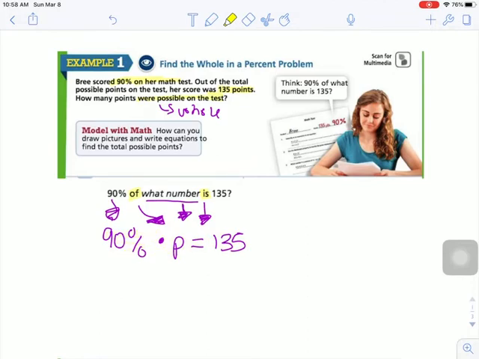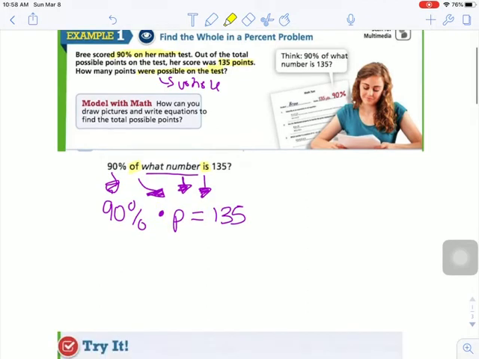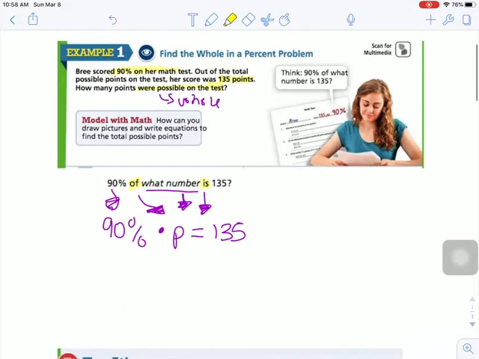So now we can go ahead and solve this so that we can figure out how many possible points were on the test. So the first thing we're going to do, 90%, we want to turn this into a decimal. So by now, hopefully we know when we're turning percent into decimal, we can either write it as a fraction first and then divide, or you can just go ahead and do 90 divided by 100. So when we do 90 divided by 100, we have 0.9.